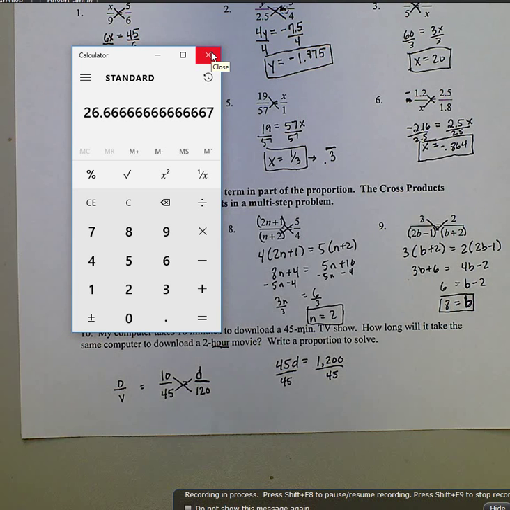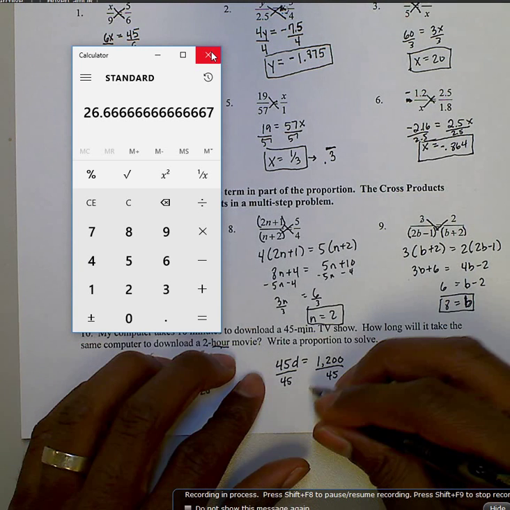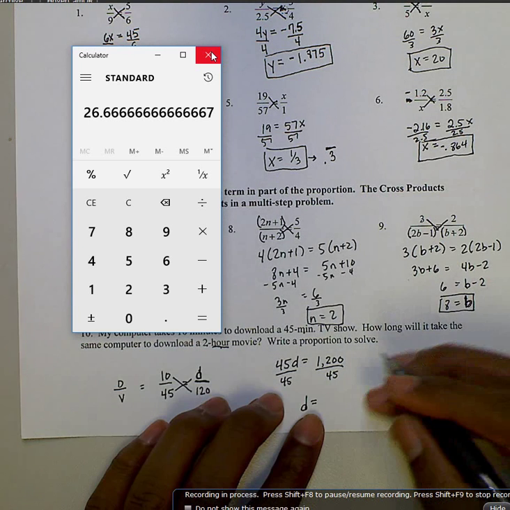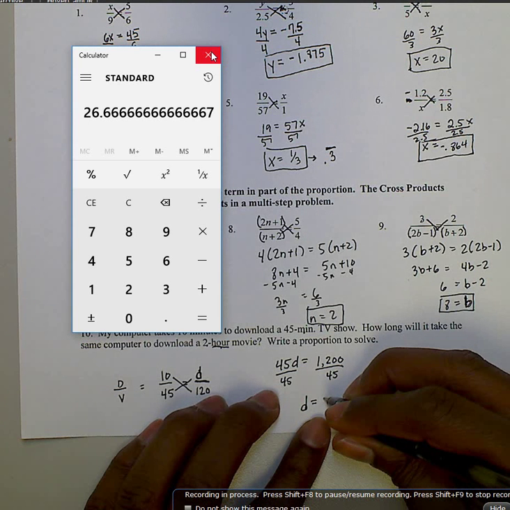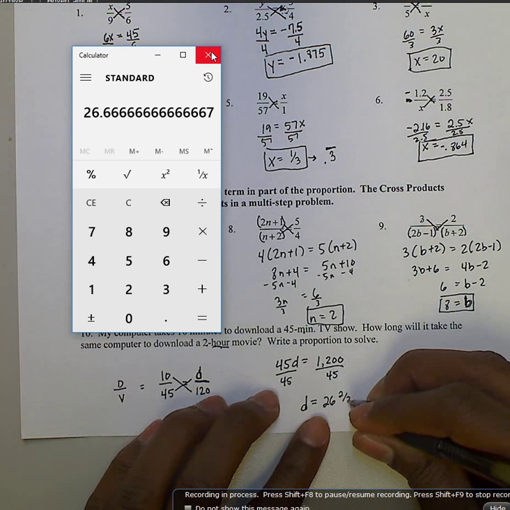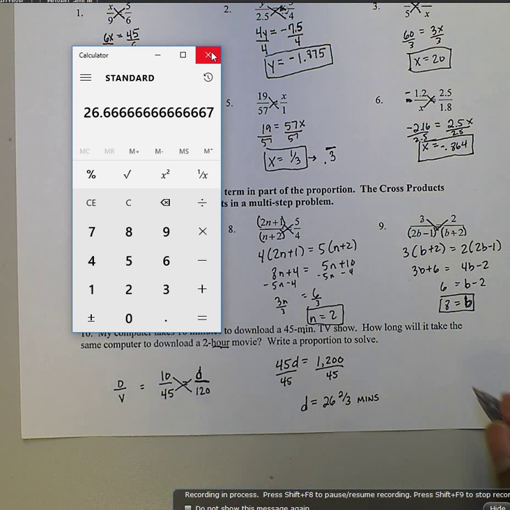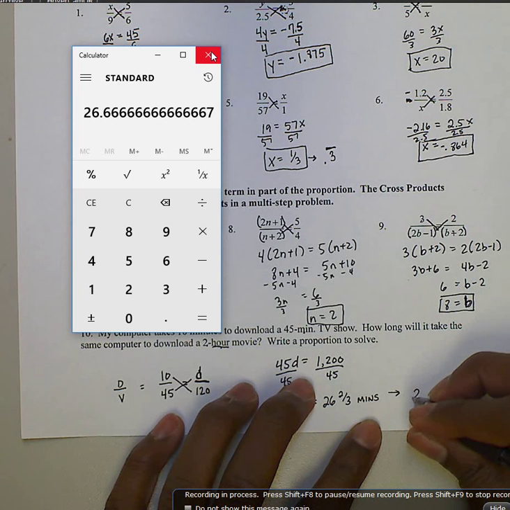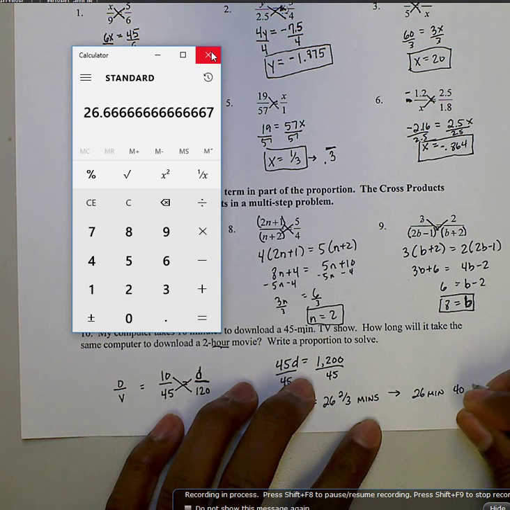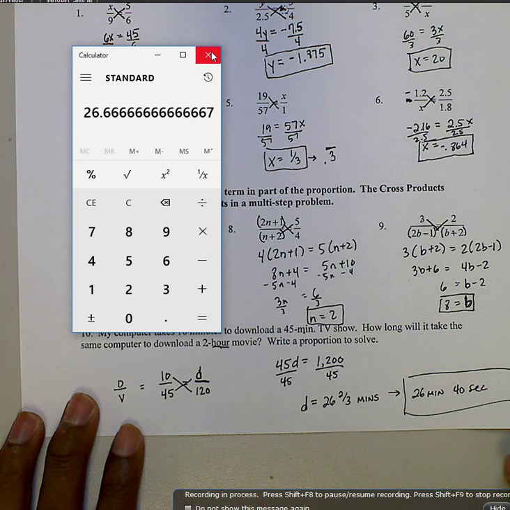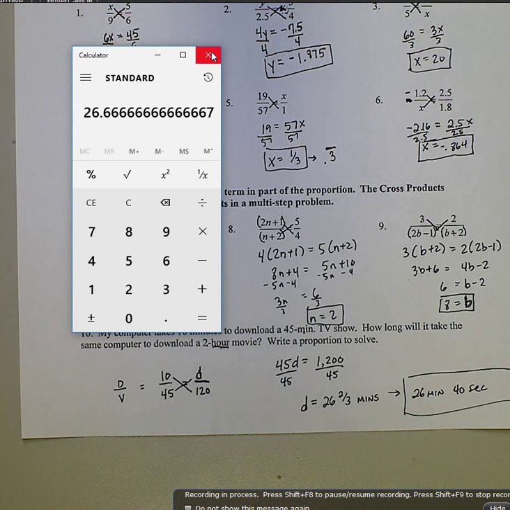Okay. So the download time for this 120-minute video should be 26 and 2/3 minutes. I could say 26 minutes and 40 seconds. Because a third of a minute is 20 seconds, so 2/3 is 40 seconds. Okay, so that's proportions for us.